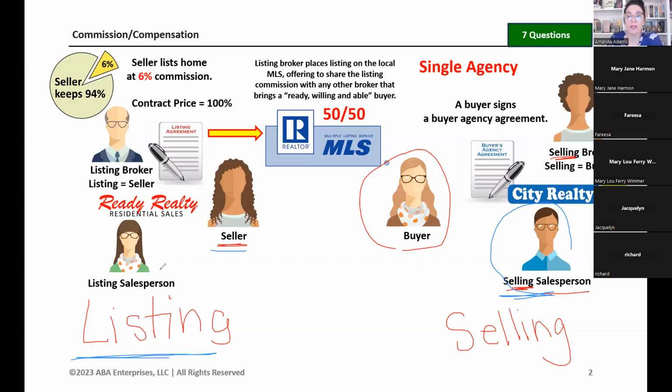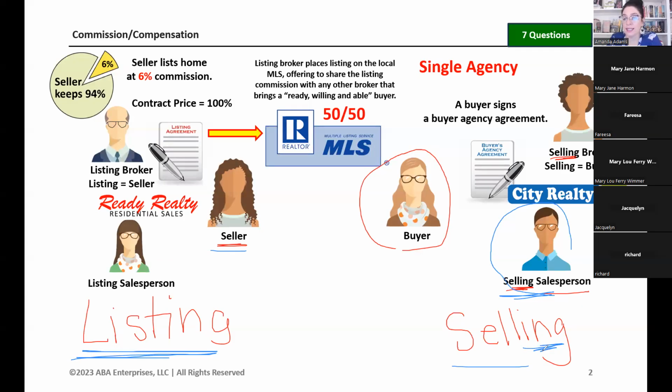When you're working with the sellers, it's the listing side. When you're working with the buyers, it's the selling side. Selling, I-N-G. Yes, Resney says buyer's agent equals selling salesperson. Yes.